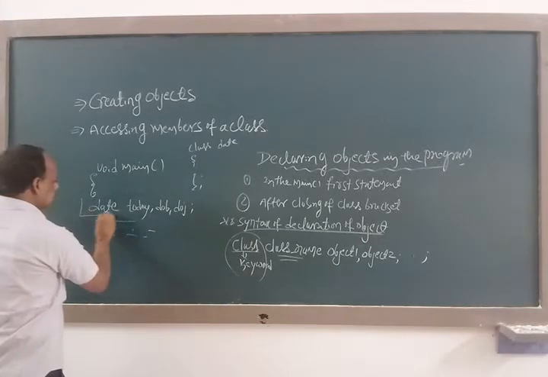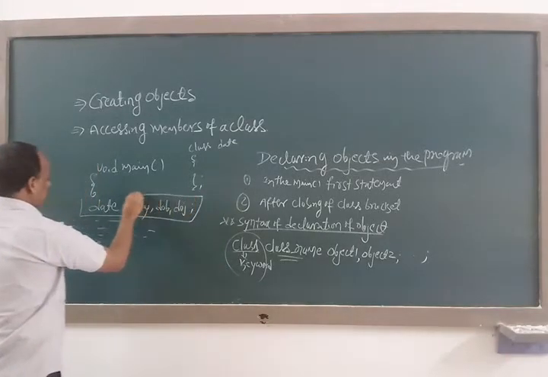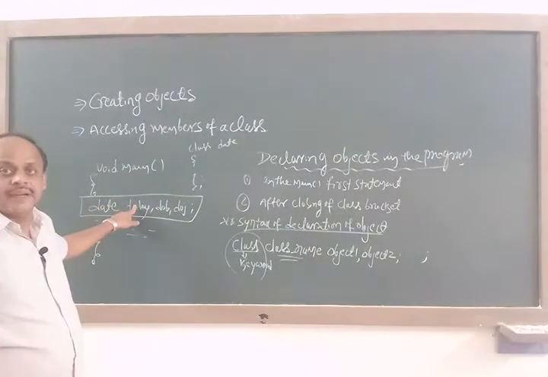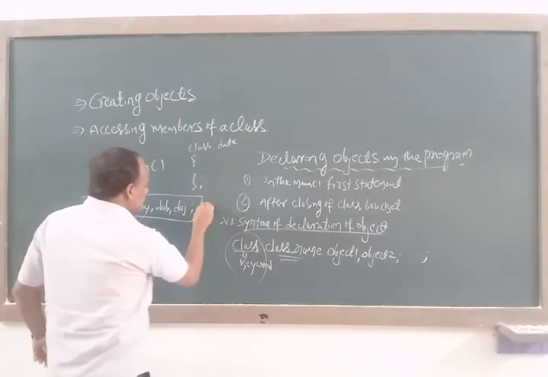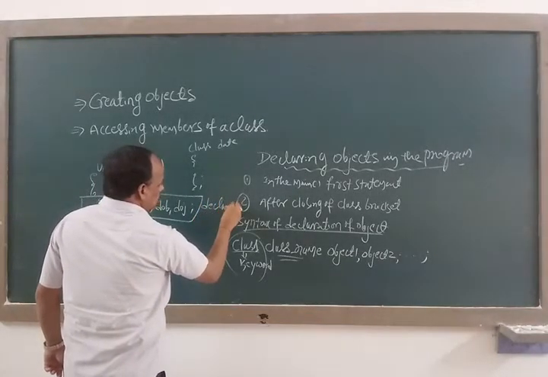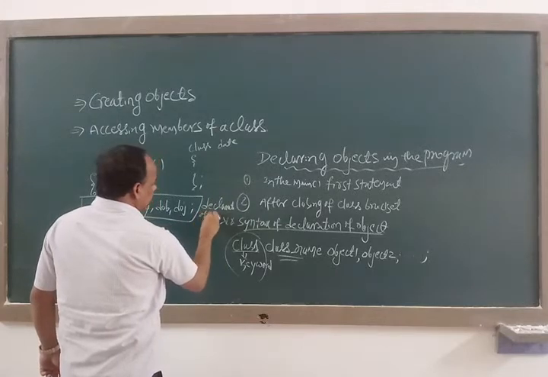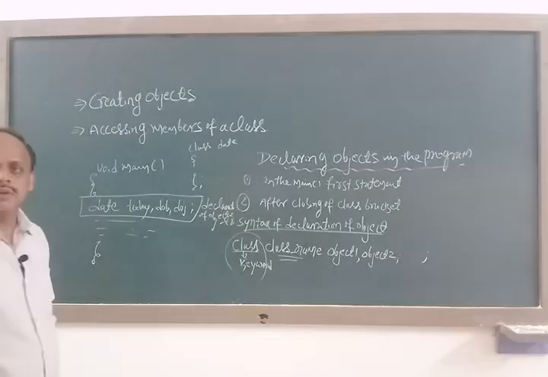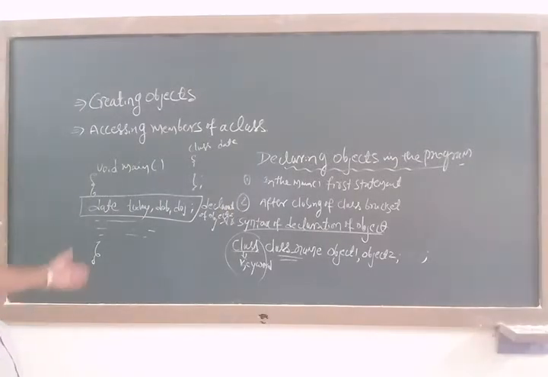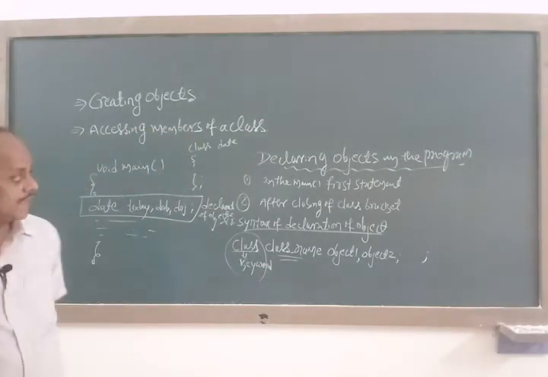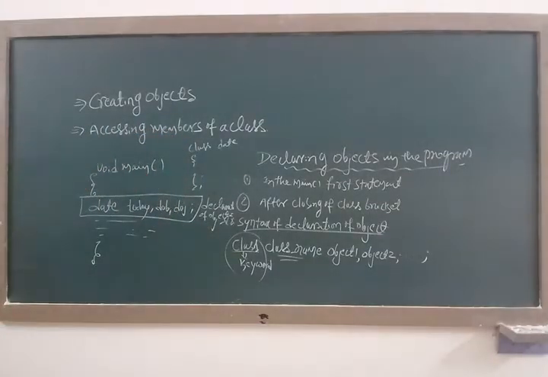So this very first statement in a main program indicates what? Declaration of objects. So like this we are going to declare objects for the class. Now let us see one more example.